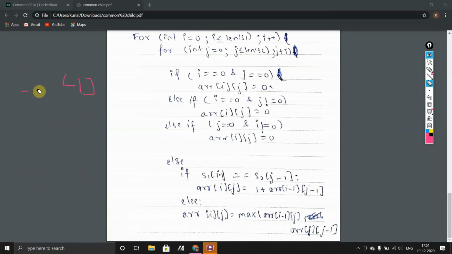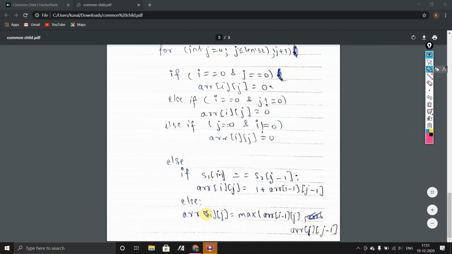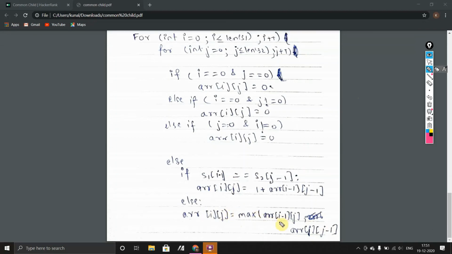And else, again as we discussed above, if both of them are not equal, array of i comma j is simply equal to max of array of i minus 1, j or array of i, j minus 1. Again, this is simply saying that it will be max of, either we delete the last character from s1 or we delete the last character from s2 if both of them are not equal, because both of them cannot be simultaneously taken in common child, as the last character will remain the last character until it is deleted, and we want both of these strings to be same.